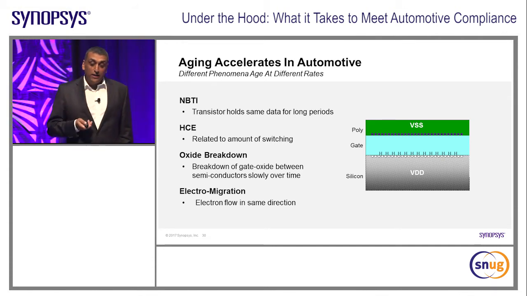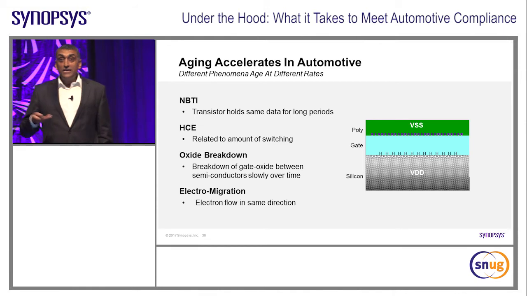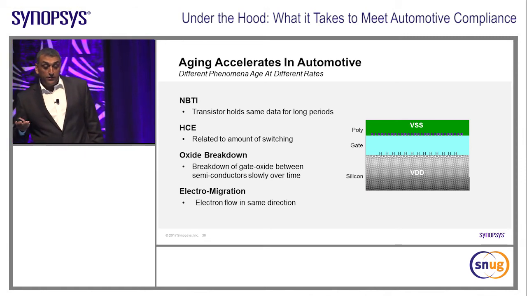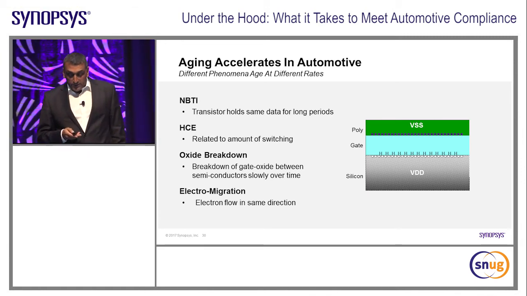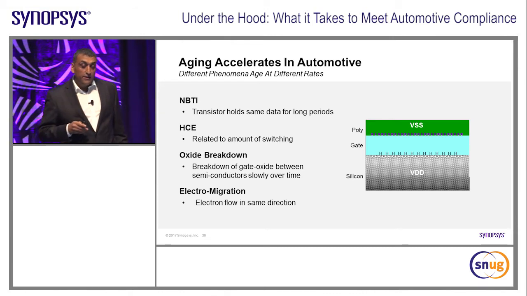I mentioned a concept called NBTI, so negative bias thermal instability. This really impacts your PMOS devices. So if you've got a 7-nanometer ADAS chip, you're concerned about NBTI. And this is because the transistors hold data for long periods. And one of the ways to explain NBTI is this graphic on the right-hand side.